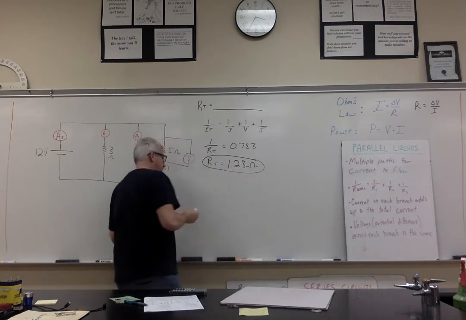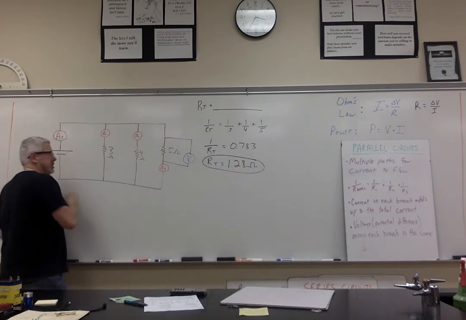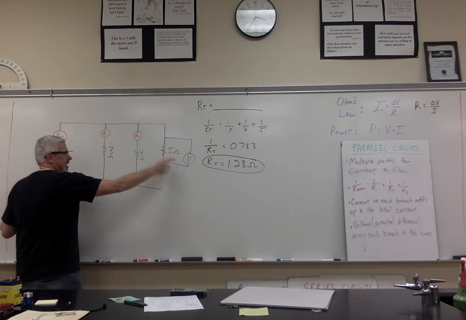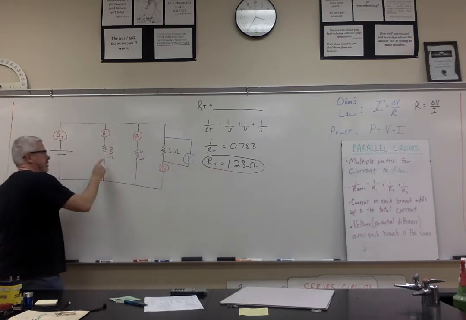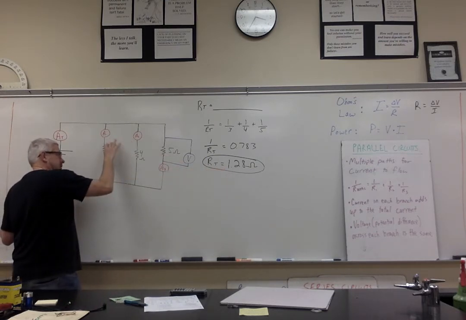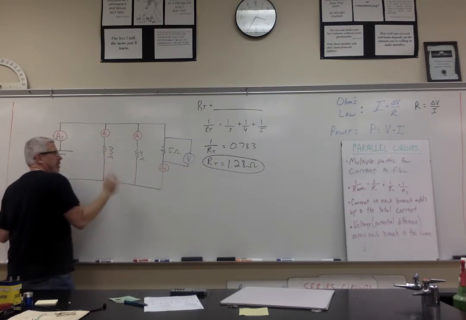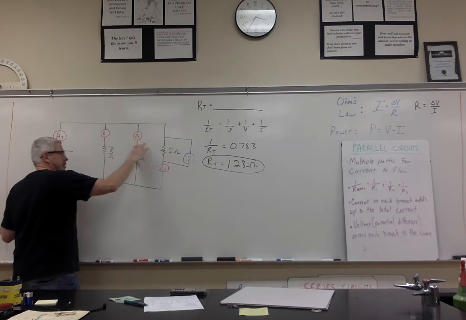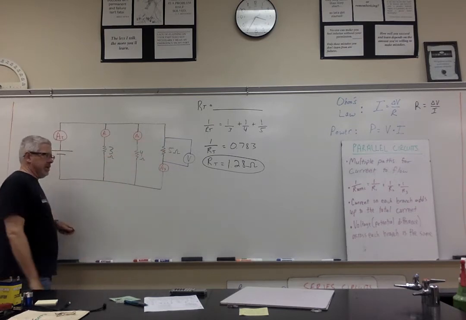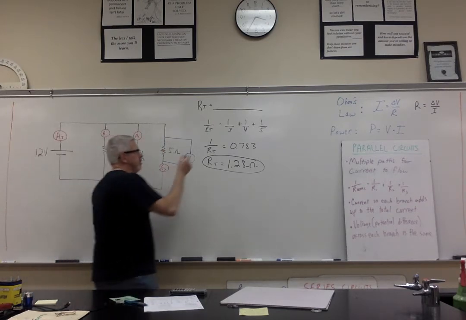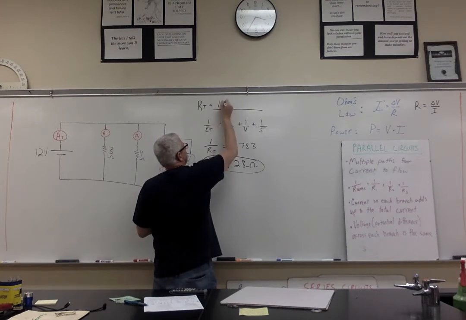So that's the resistance of this circuit. Notice the resistance of a parallel circuit is lower than the resistance of the least resistive element. So in other words, this has to be lower than 3 ohms. Each additional branch, remember, lowers the resistance of the circuit. So I'm going to put this up here as 1.28 ohms.